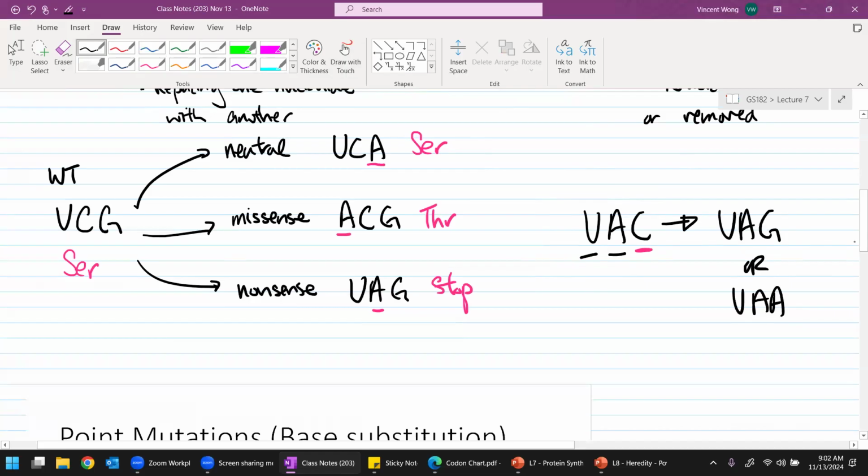Okay. So to recap, for a neutral mutation, usually it's the last one that you change. For missense, you can change the first or second, but double check your answer by looking up the amino acid. And for nonsense, it depends on what the starting wild type is. You might have to change the first, second, or the last, but never more than one. Got it?